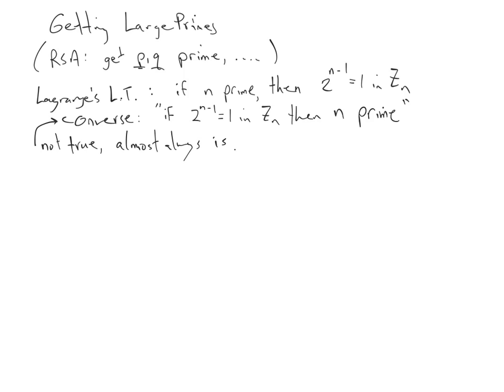We're going to compute 2 to some number n minus 1 in Z sub n and see if we get 1. We'll use modular exponentiation to do it. And if we do, then we will declare that n is prime and we'll use it for our RSA. It's a pretty safe bet. It's an incredibly tiny probability that it isn't. The exceptions are things called pseudoprimes.